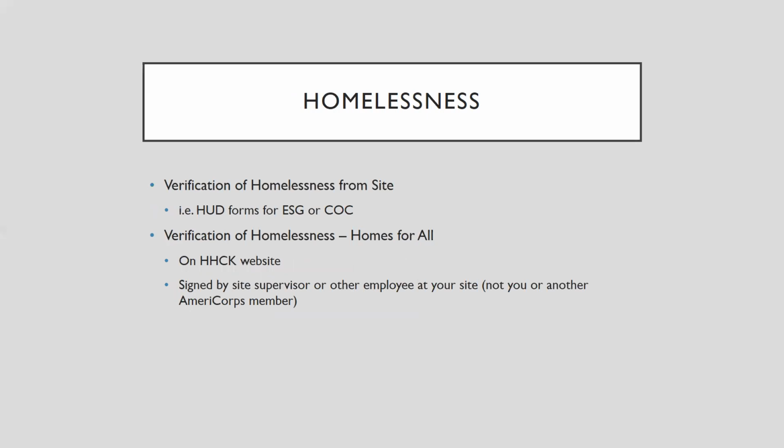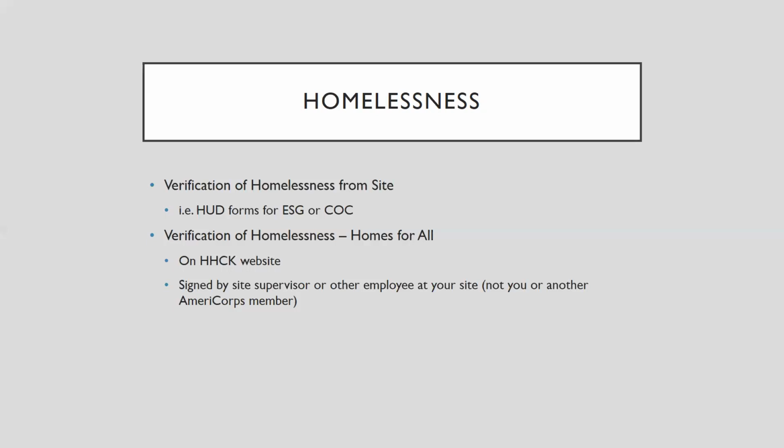If you're serving a family unit or individual experiencing homelessness, there are two types of documentation that you can use. The first would be a verification of homelessness from your service site. A lot of the members that serve at a shelter, your site probably uses a HUD form for like ESG or COC, and that can be the verification of homelessness you use.